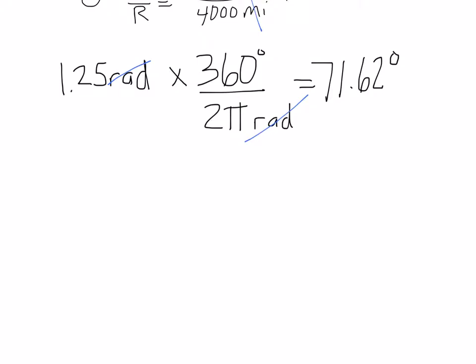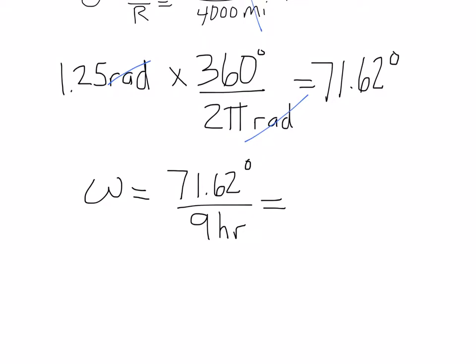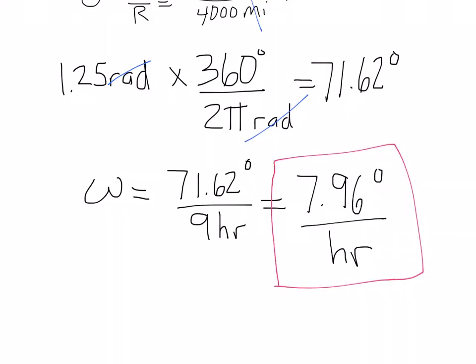So we've got omega, which is the angular velocity, is equal to 71.62 degrees over 9 hours. And if we do that calculation, we are left with 7.96 degrees per hour. And that's the answer.